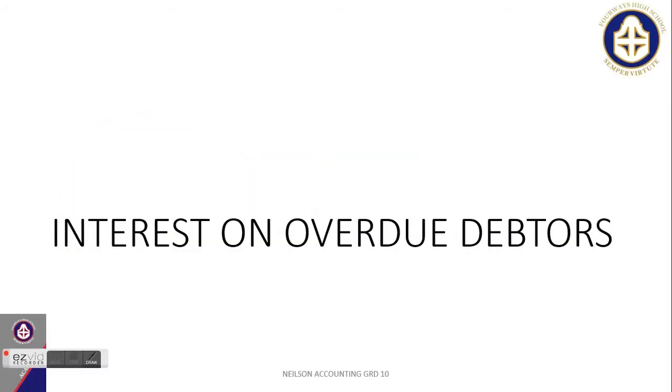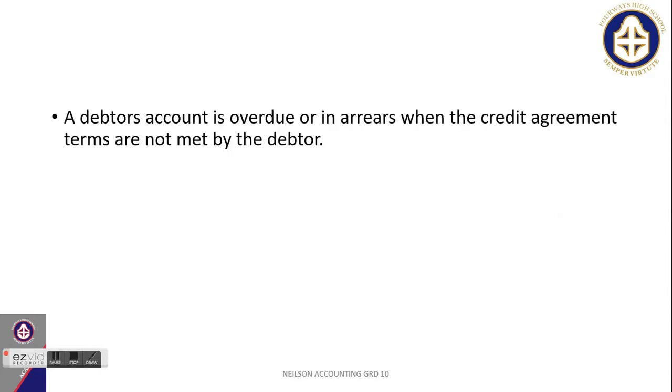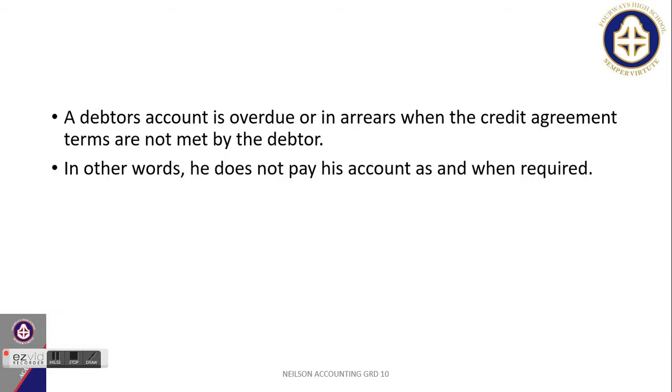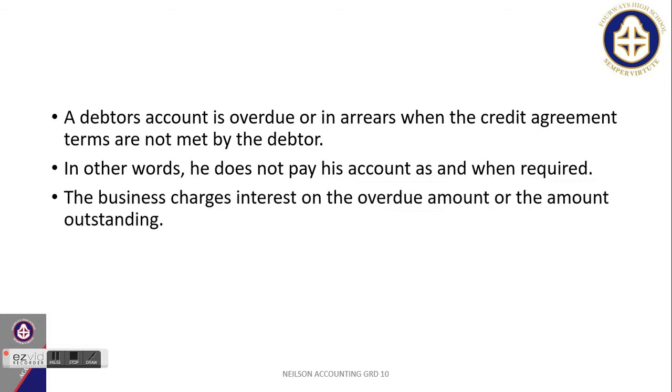Moving on with the theme of the general journal and the section on interest on overdue debtors. If a debtor's account is in arrears or overdue, it basically means that the terms within the credit agreement have not been met by the debtor. So the debtor has not paid his account as and when required. Normally those credit terms are 30 days after the purchase of the item.